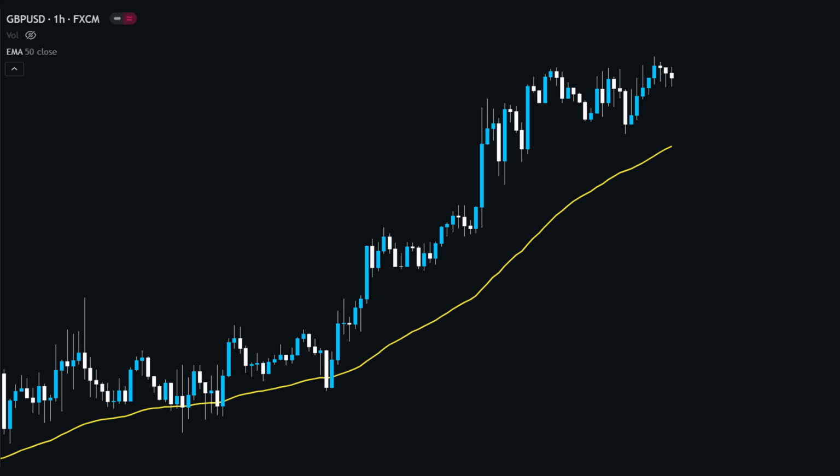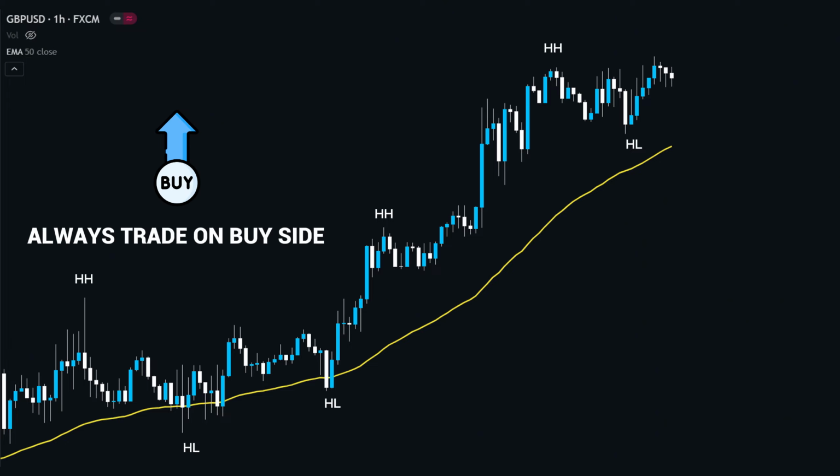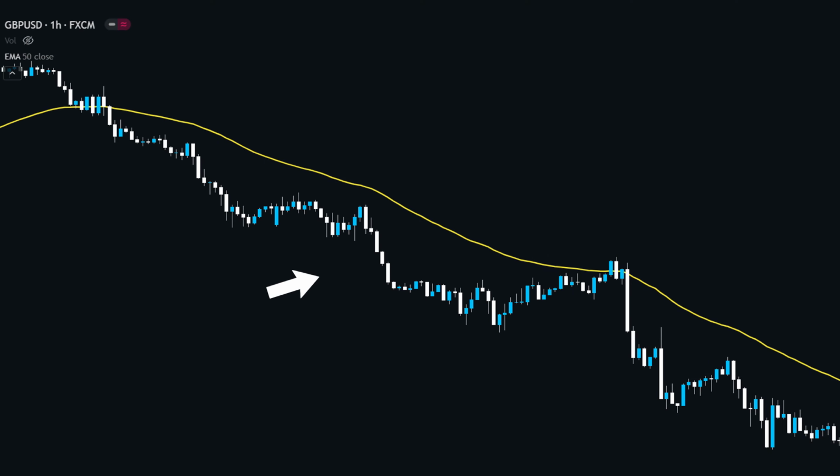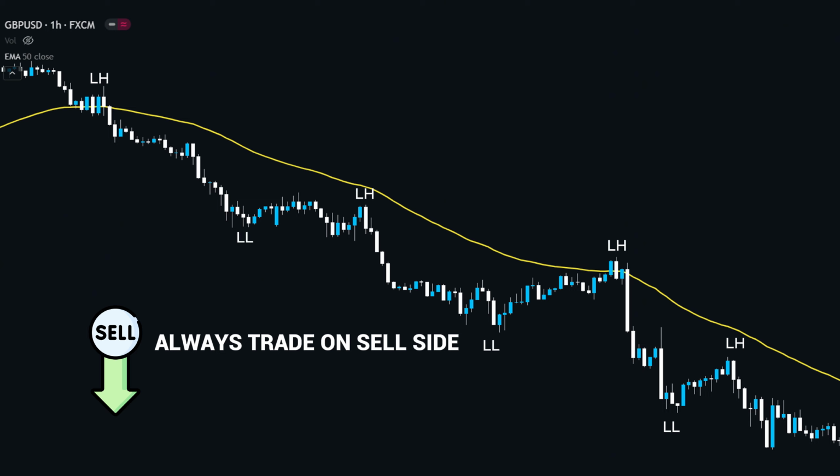Now add a 50 EMA to your chart. If the current price stays above the 50 EMA, it signals a bullish market condition. That means buyers are in control. The market is likely to move upward, so look for buy setups in those conditions. If the price stays below the 50 EMA, it indicates a bearish trend. Sellers are dominant, and the market is likely to move downward. In that case, look for sell setups. This simple filter helps confirm that you are trading in the right direction. Especially for beginners, this adds confidence and clarity.